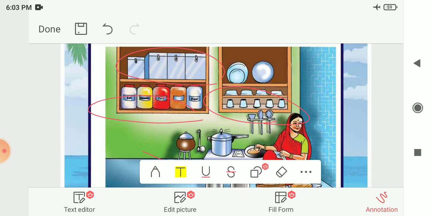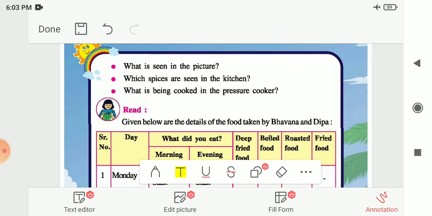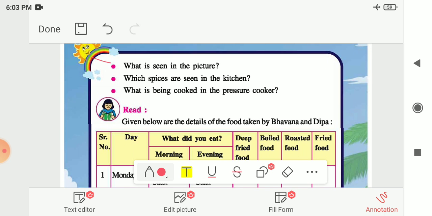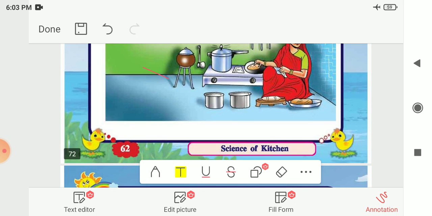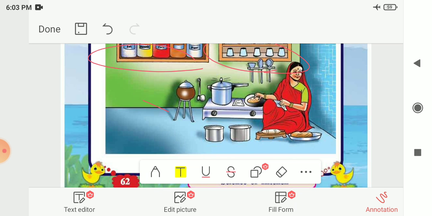Now from this picture, on the next page, some questions are given to you. You have to answer these questions. The first question is, what is seen in the picture? So let me see. As we discussed, in this picture we can see that one woman is cooking the food. She is making chapati. On the other side, something like a sabzi is cooked in the pressure cooker.